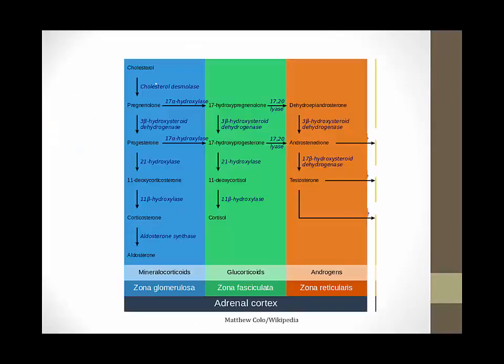And here's a slide like you can find in your textbook showing all the steroid reactions that occur in the adrenal cortex. So the process begins with cholesterol, which can be used to synthesize aldosterone in the zona glomerulosa. Some intermediates can cross over into the zona fasciculata and become cortisol, and other intermediates cross over to the zona reticularis and can become androgens like testosterone.